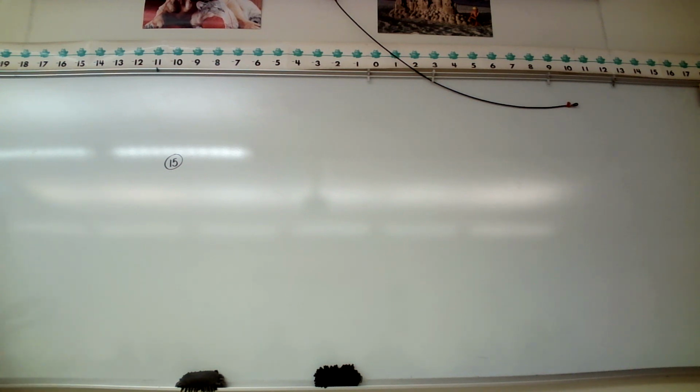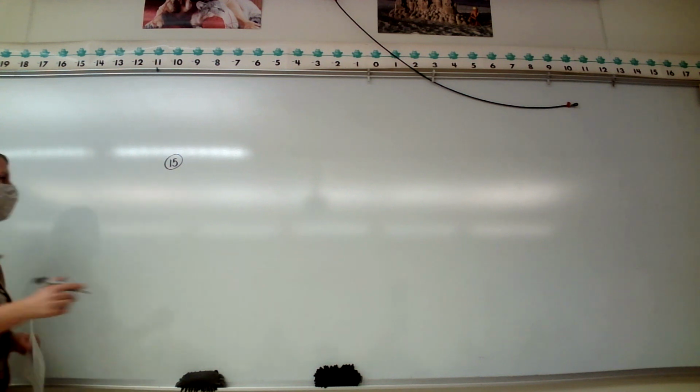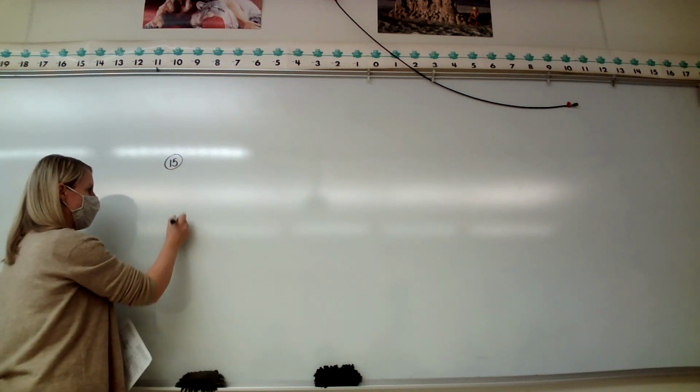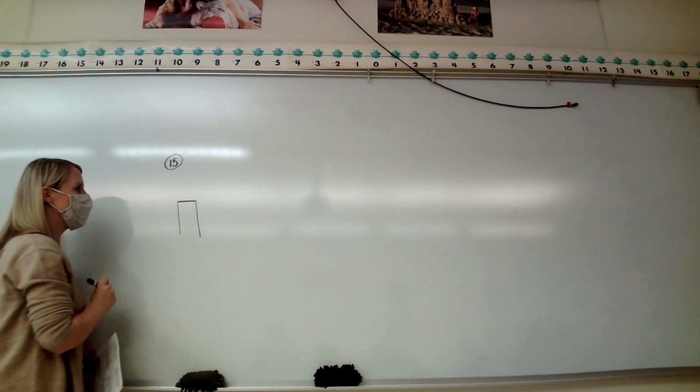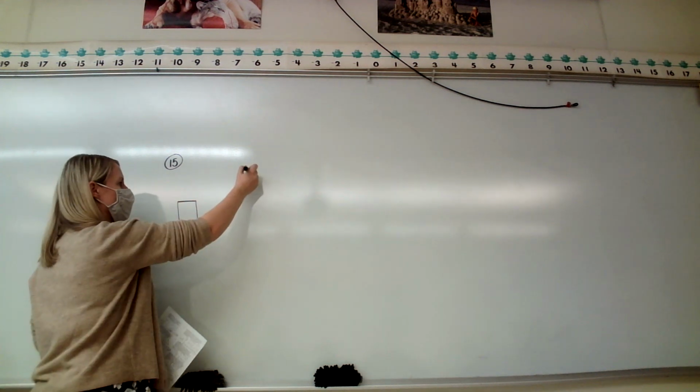So in number 15, we have a ranger's tower. It's located 44 meters from a tall tree. From the top of the tower, the angle of elevation to the top of the tree is 28 degrees, and the angle of depression to the base of the tree is 36 degrees. How tall is the tree? Okay, I need to think of what's going on here. So we have a tower. Oh, there we go. We got a tree.